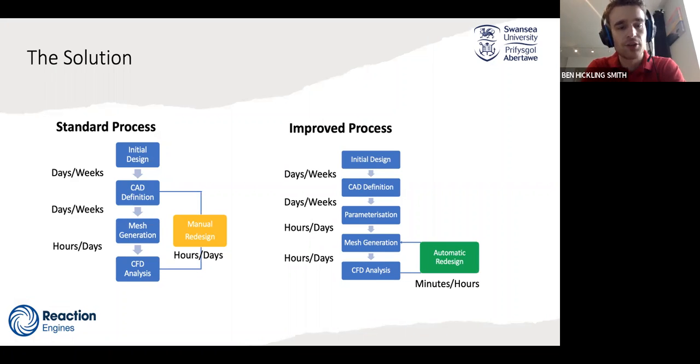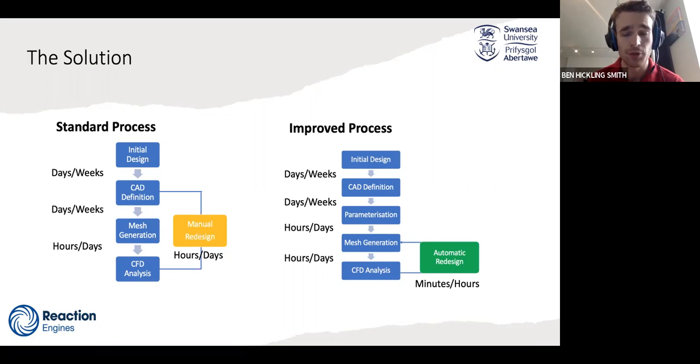the standard process, this is usually what happens within the development cycle. We start with an initial design. It can then sometimes take up to a few weeks to create a computer-aided design definition. So that's a continuous model, basically a computer model of whatever design we want it to be. We then generate a discrete mesh for this. So this is just a surface and volume mesh made up of lots of different nodes and elements. That again can take days or weeks.